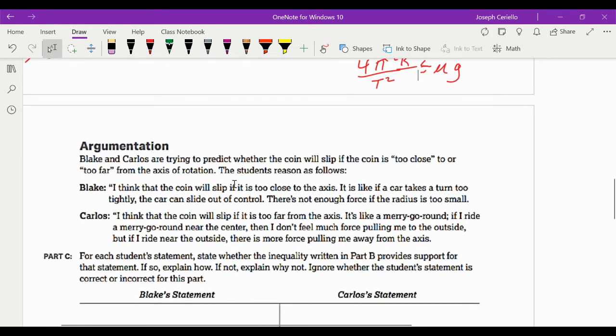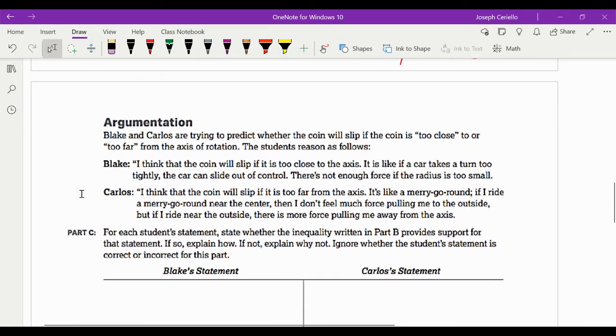Let's look at what Carlos says. Carlos says, I think that the coin will slip if it's too far from the axis. So let's just emphasize a couple things here. So Blake is saying it will slip if r is too small. So it will, well, actually, I'm just going to write small r. Blake.